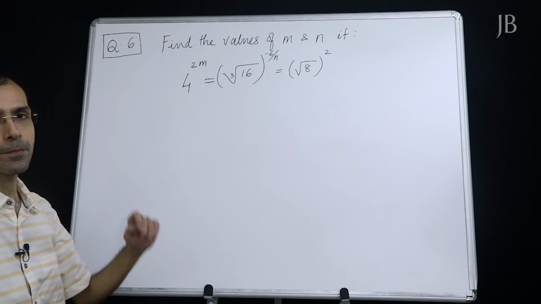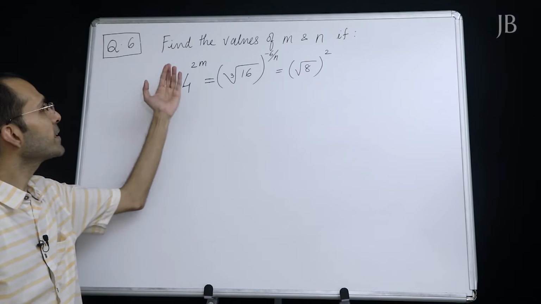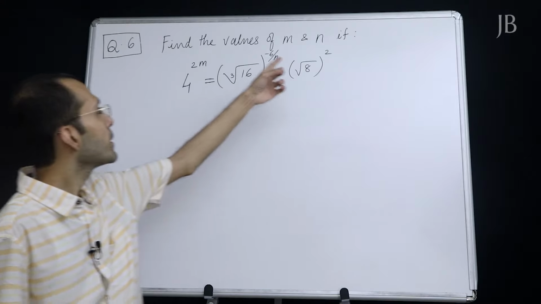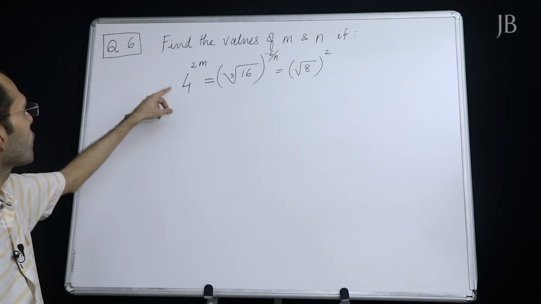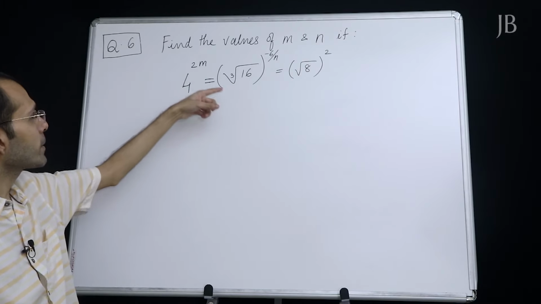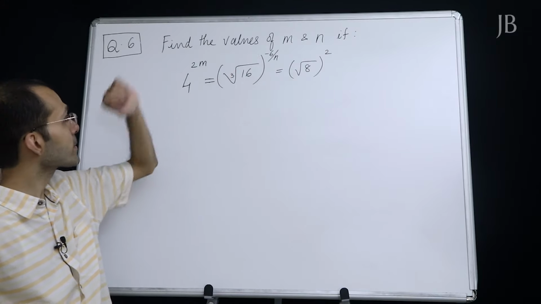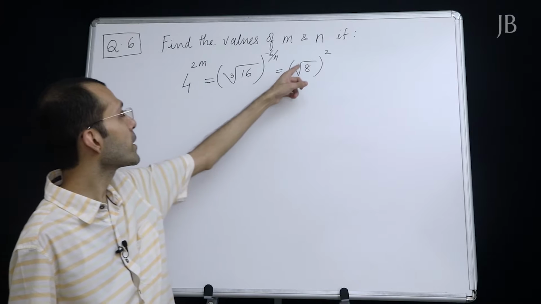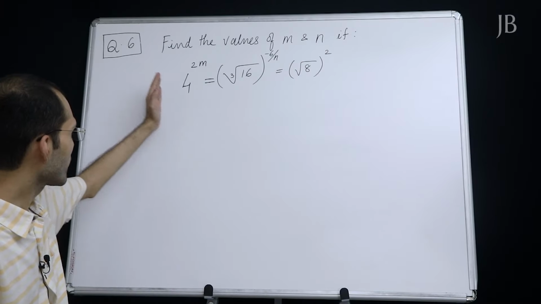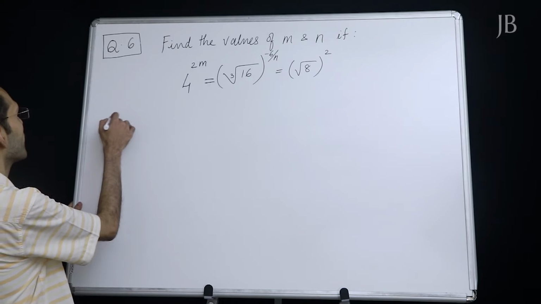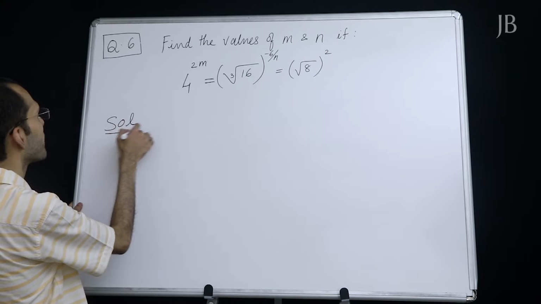Question 6. Find the values of m and n if 4 raised to 2m equals the cube root of 16, the whole raised to minus 6 upon n, equals the square root of 8, the whole square. This equals this equals this. And we need to find the values of m and n.